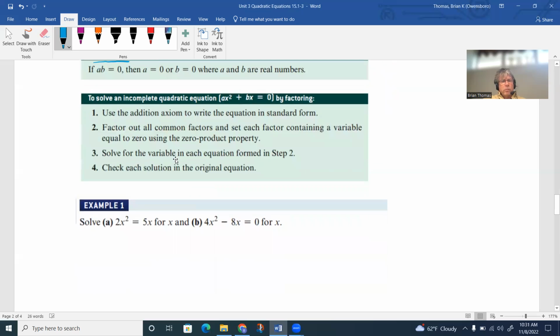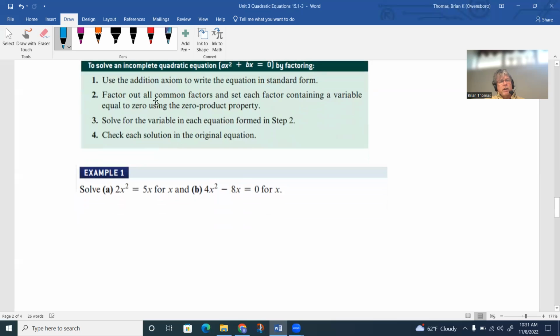So where this is applied is when we start to factor quadratic equations. The first example we're looking at is to solve an incomplete quadratic equation. In an incomplete quadratic equation, the quadratic term and the linear term are present, but the constant is missing. The first thing we want to do is make sure the quadratic equation is in standard form. If it's not, we apply the strategies to put it in standard form, which they call the addition axiom. In other words, we call that the property of equality.